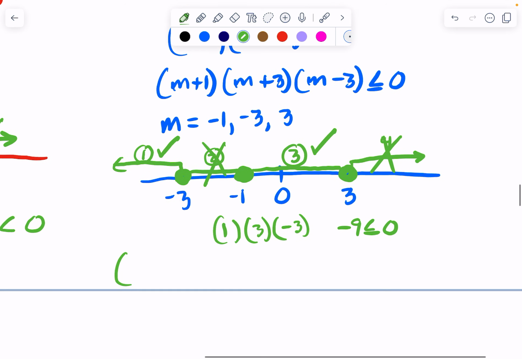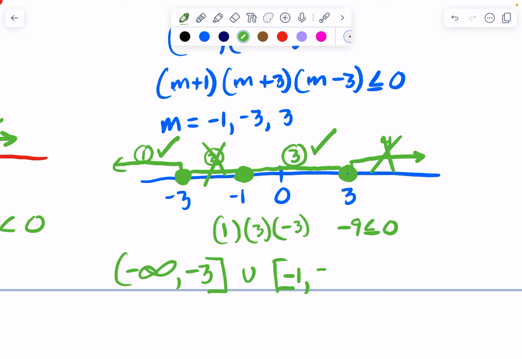So my solution would be from negative infinity to negative 3, bracket, in union with bracket negative 1 to positive 3. And those would be my solutions.